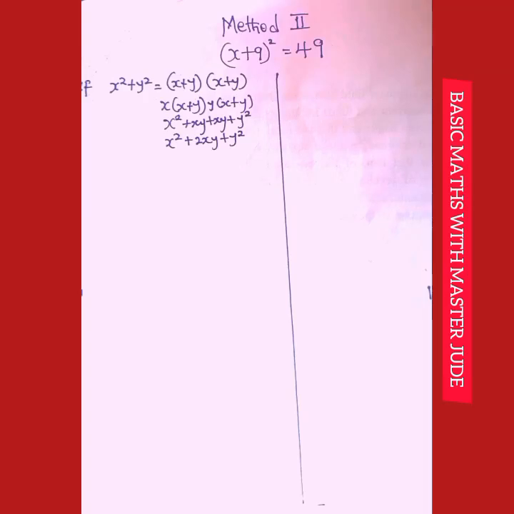Hello, let's solve this Olympiad mathematics using a different method from the previous one we did. Now we have that (x + 9)² is equal to 49.